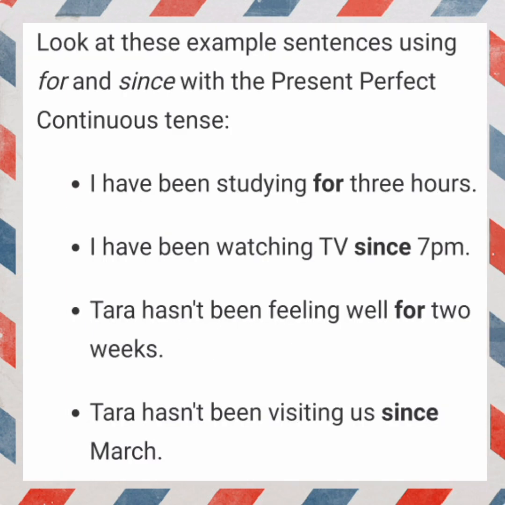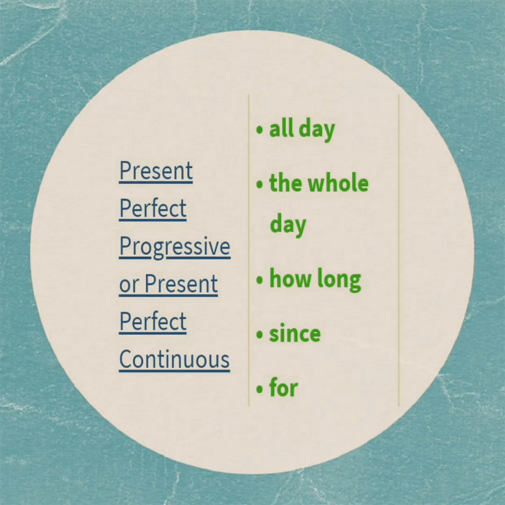Look at these example sentences using for and since with present perfect continuous. I have been studying for 3 hours. I have been watching TV since 7 p.m. Tara hasn't been feeling well for 2 weeks. Tara hasn't been visiting us since March. Next, let's see the keywords. All day, the whole day, how long, since, for.